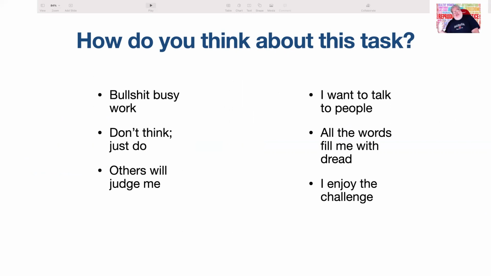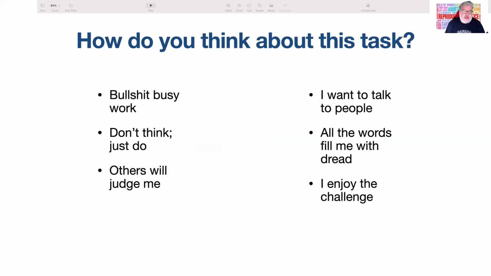Some people don't think about a discussion board. They just do it not because it's bullshit busy work, but because they trust that their teacher is telling them to do something. They've got to do it, and so they just do it. So on one hand, we've got kind of a resentful way of approaching work, and the other is kind of an apathetic way. I'm just going to do it.